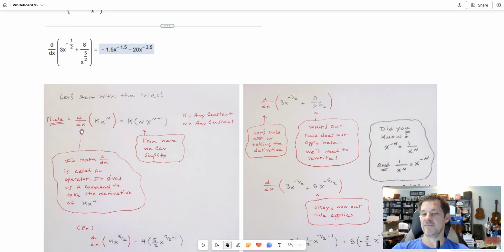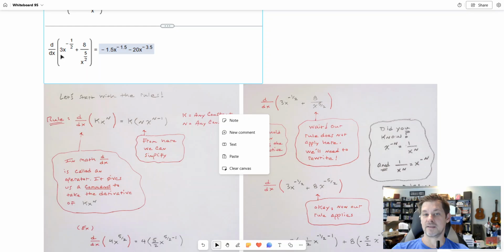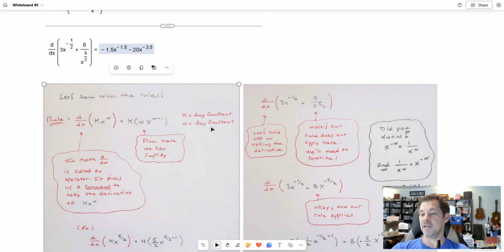It says the derivative of k times x to some power n, where k is any constant. A constant is a number like 3 or 8, right? And n, the exponent, is any constant. It could be a fraction, like a half. It could be a negative number. It could be a whole number. So k, this coefficient, any constant, any number you want. The exponent, also any constant, any number you want. If you have that, the derivative is found this way. Carry the k through, bring that power down, multiply by it, subtract 1 from the power. That's how we read that rule.